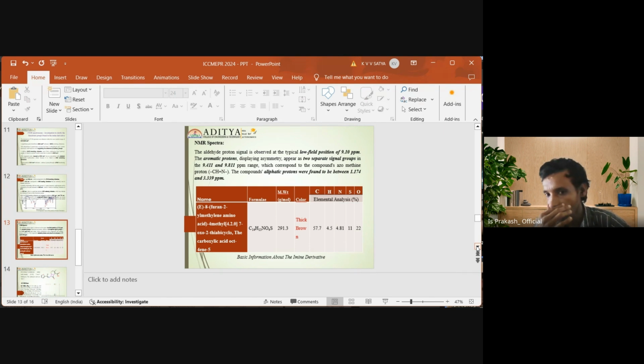Then next, after the analysis of the NMR spectra, here the elemental analysis gives carbon, hydrogen, nitrogen, sulfur, and oxygen. The formula of our product, its molecular weight, and its color are given here. The aliphatic protons occur in the range of 1.1 to 3.3 ppm. The peaks at 9.4 to 9.8 are aromatic protons. If the compound contains any aromatic protons, the peaks occur at those positions.